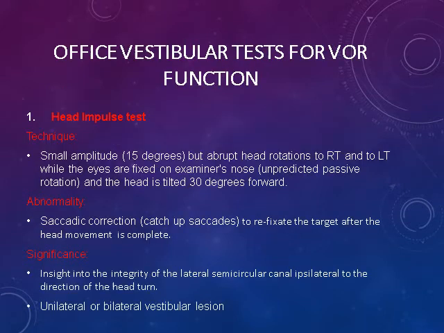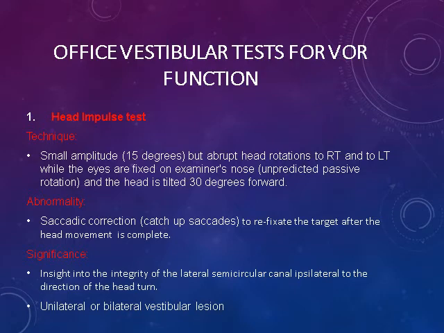Now we come to the VOR assessment, the vestibulo-ocular reflex. We previously mentioned that the VOR permits the maintenance of clear vision during head movement or rotation. How do we test for VOR? The first test is called the head impulse test, and it depends on something we took before in physiology called the doll's eye reflex.